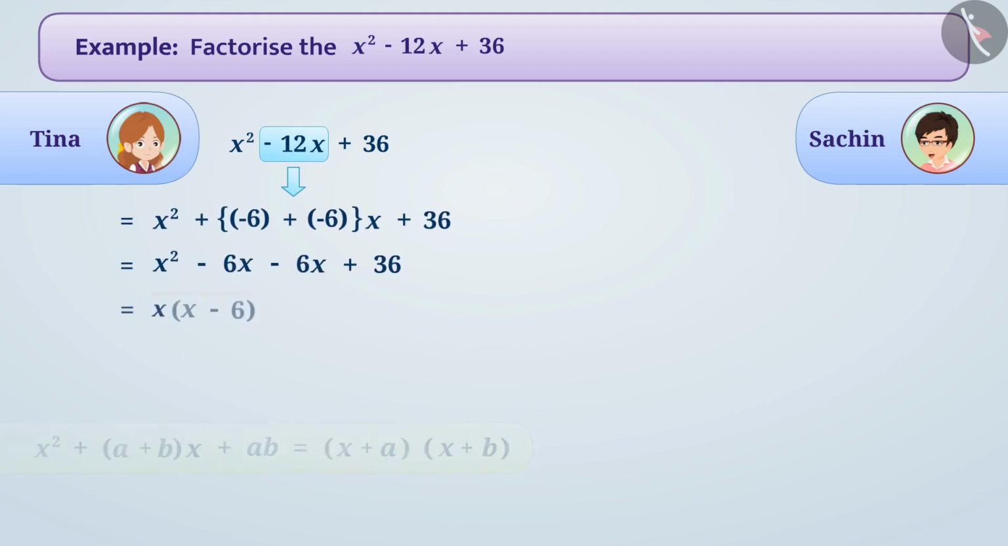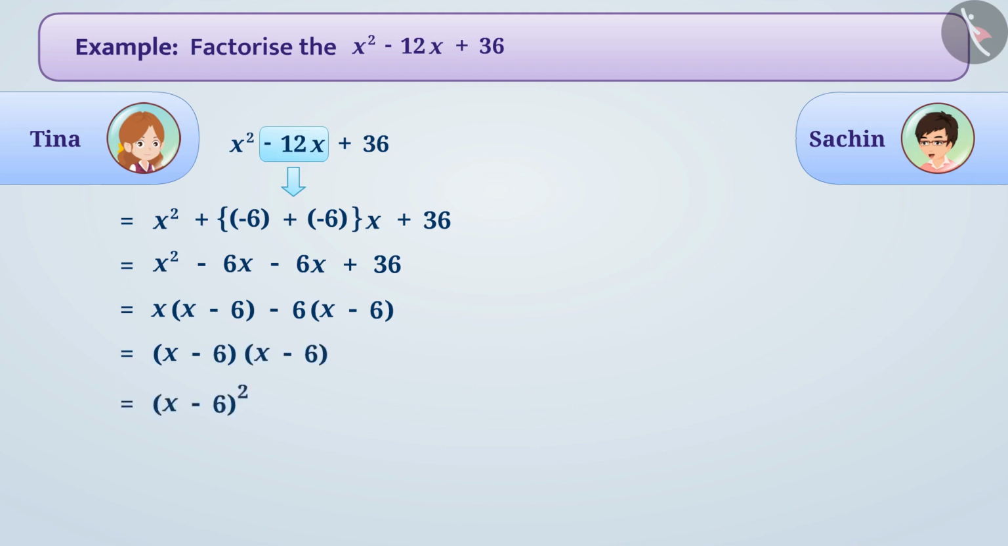She took x from these two terms, minus 6 from these two terms as a common factor. Then, from these two terms, she took x minus 6 as the common factor. Thus, she obtained the factorization of the given expression as x minus 6 into bracket x minus 6, which we can also express as x minus 6 bracket square.